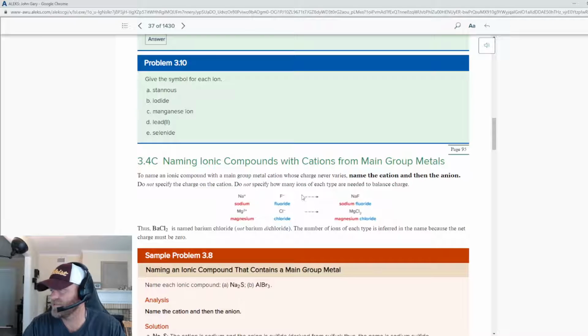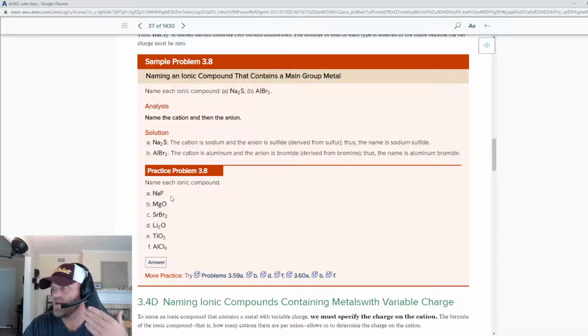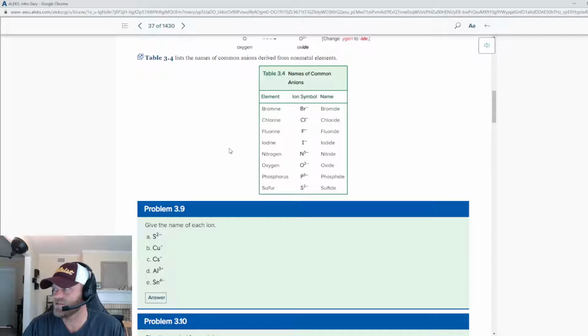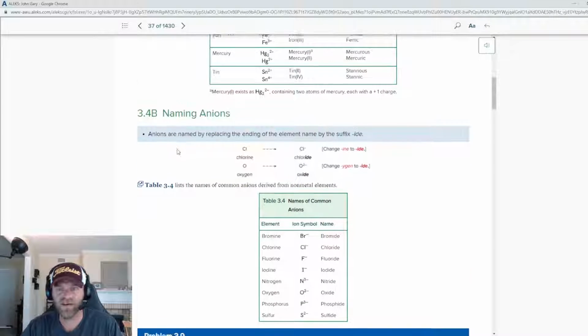So I'm not going to go through and do a bunch of these because, like I said, it's just practice. You'll get it. Name each compound: sodium fluoride, magnesium oxide, strontium bromide, lithium oxide, titanium oxide, aluminum chloride. You get the gist. It's the same drill over and over and over. Every now and then you'll get something weird like with the ferrous or ferric oxide, whatever. I honestly just say iron oxide, and then I put my Roman numeral in there. So depending on what Alex asks you, you might need to be familiar with the other way.